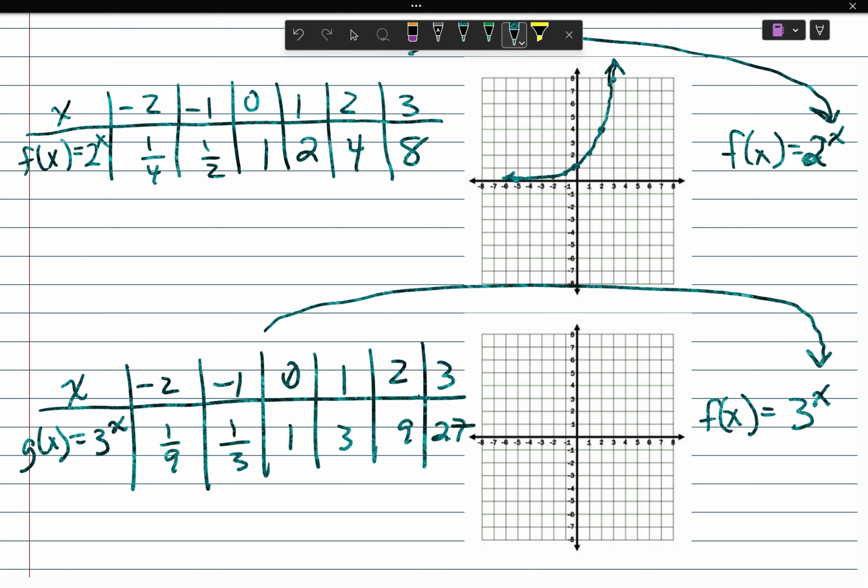So I'm just going to plot these points at -2 and 1/9. It's hard to show here because it's so small. And -1 and 1/3. And you see it's going through 0, 1 every time. 1, 3, 2, 9.